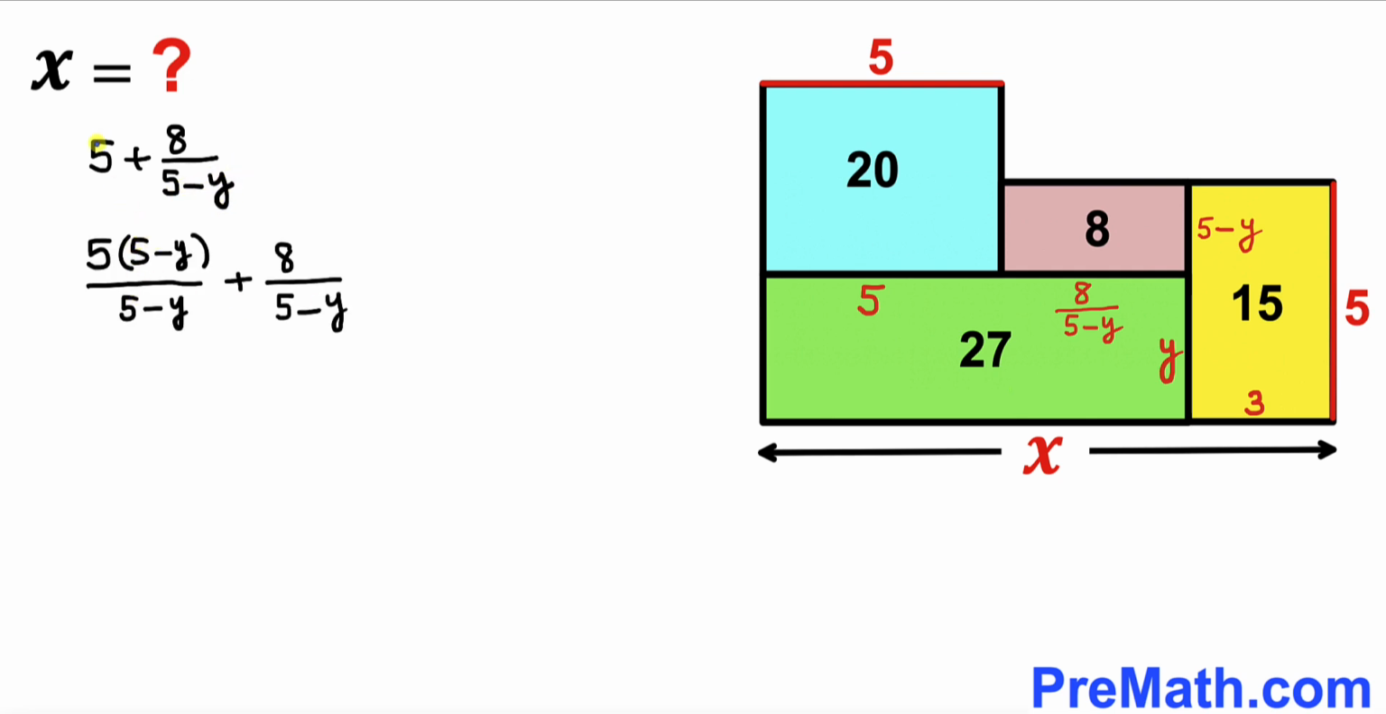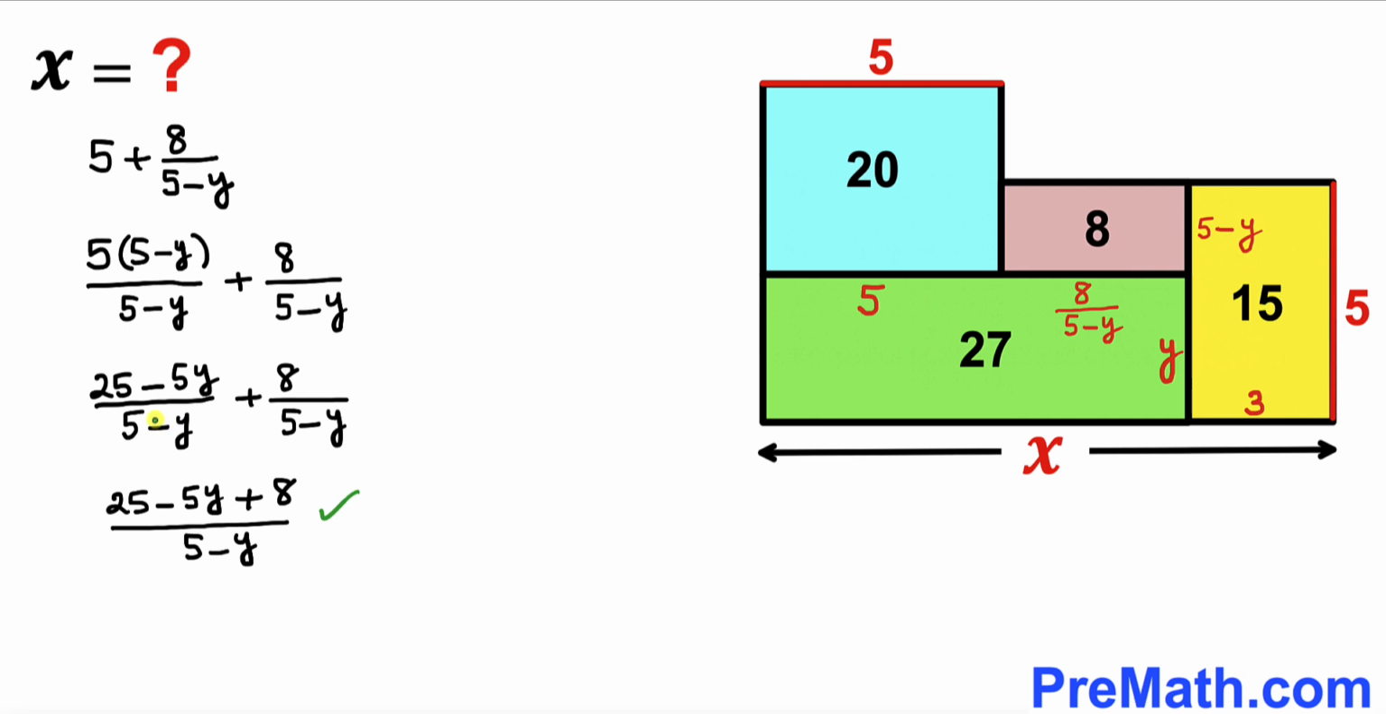And in this next step, 5 could be tweaked as 5 times (5 minus y) divided by (5 minus y). This way we are going to have the same common denominator. Let's go ahead and distribute 5. As you can see in this next step, this numerator becomes 25 minus 5y. And in this next step, I have put this 5 minus y as the common denominator. Let's simplify. The numerator is going to become 33 minus 5y divided by 5 minus y.